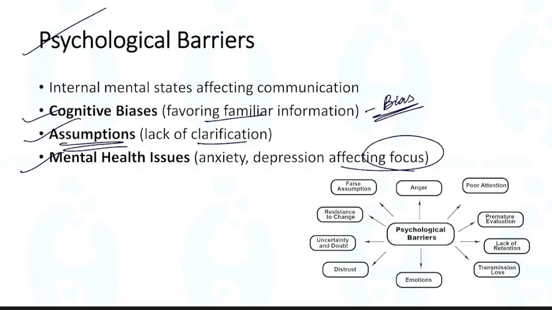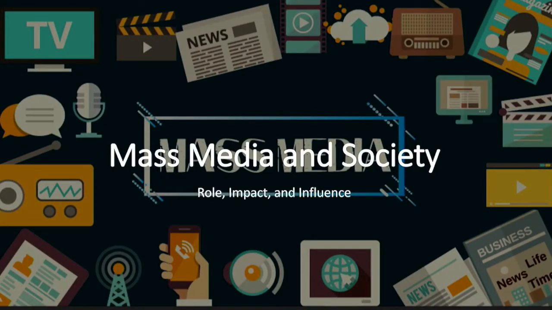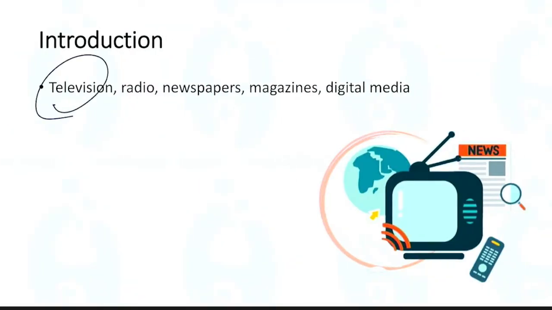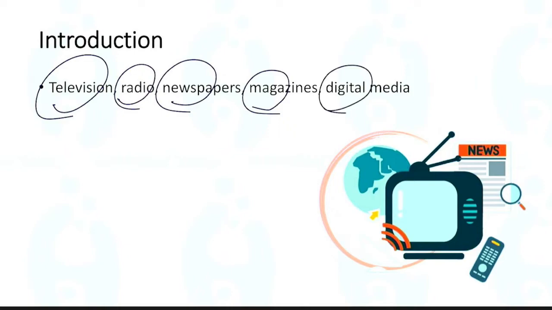Fine. Next, moving on to the important section, that is mass media and society. This also is a way of communication, right? So what does mass media do? It disseminates information. It gathers certain information and tries to broadcast it to a larger audience. What are the mass media? They are television, radio, newspapers, magazines, and digital media. Digital media means social media and also public opinion platforms and everything, right?